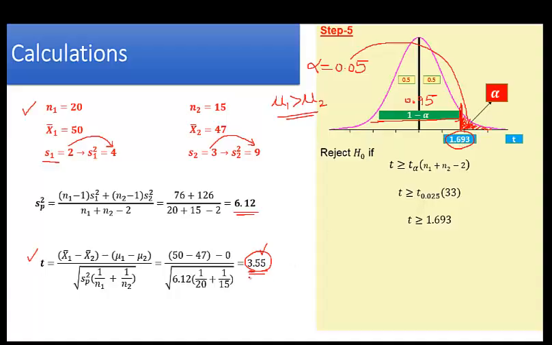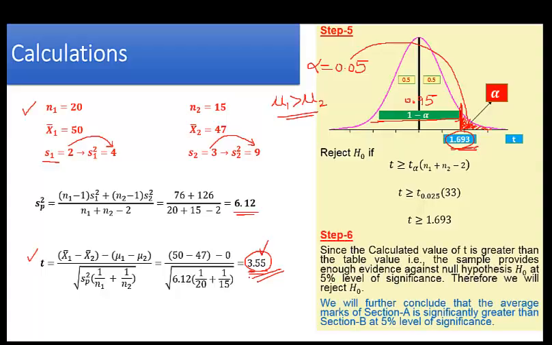We will compare this value 3.55 with this table value, and anything greater than the table value will lead us to reject the null hypothesis. In this case, clearly you can see the value 3.55 is greater than 1.693. So therefore we will reject the null hypothesis, and rejecting your null hypothesis means that the average marks of section A is significantly greater than section B.